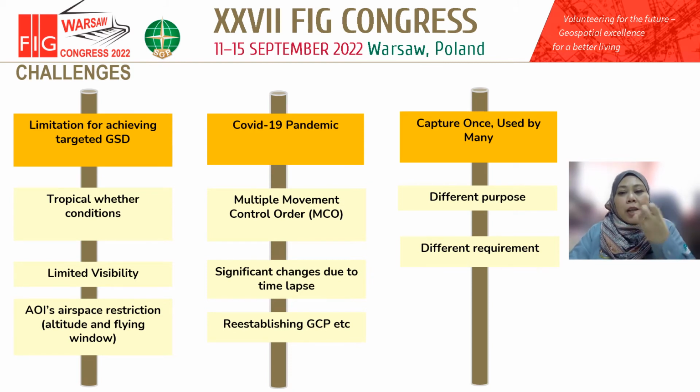The other challenges would be the COVID-19 pandemic that had resulted in at least 3 movement control orders or lockdowns, which hindered data collection, and significant changes had already occurred during the lockdown due to natural causes. The next challenge would be the different types of data quality checks required for varying purposes. Indirectly, this caused the concept of capture once, used by many, to be challenging as well.